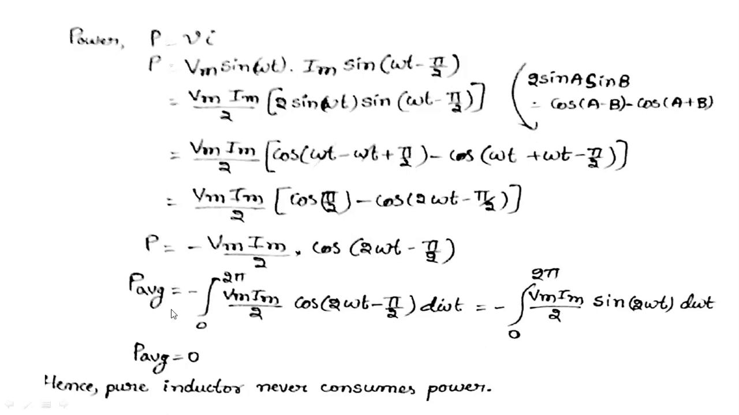Then I want to find the average power over the period, 0 to 2 pi: the positive half cycle 0 to pi and the negative half cycle pi to 2 pi, which completes one cycle. The integral of Vm Im by 2 cos of 2 omega t minus pi by 2 d omega t gives minus the integral from 0 to 2 pi of Vm Im by 2 sin 2 omega t d omega t. The average power in the inductor is 0. Hence a pure inductor never consumes any power.